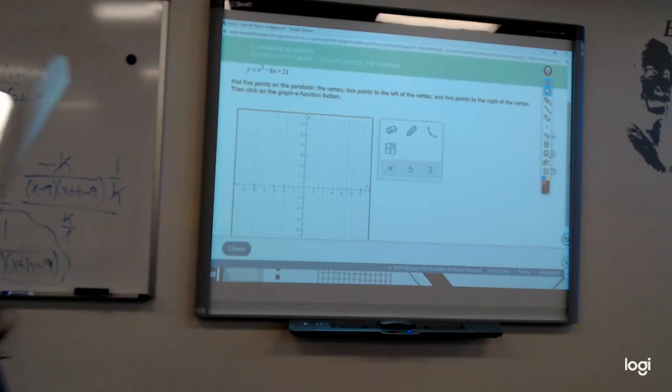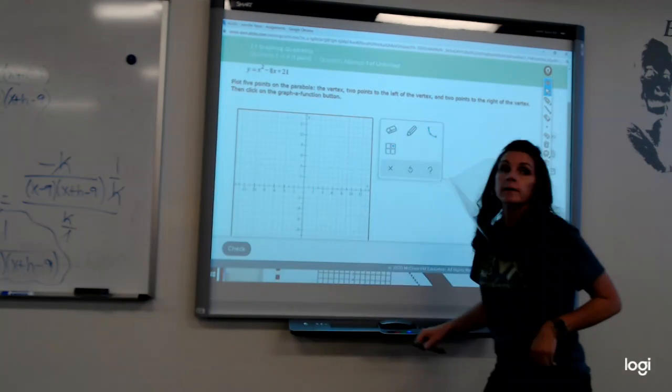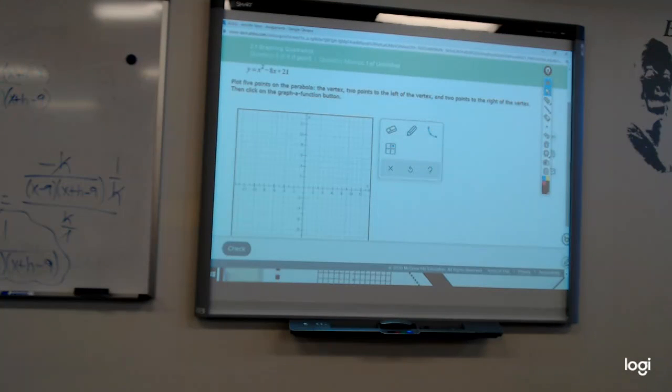First thing I need to do is find the equation of what? What do I need to find the equation of? It's on the paper. Let's look at it and read it.